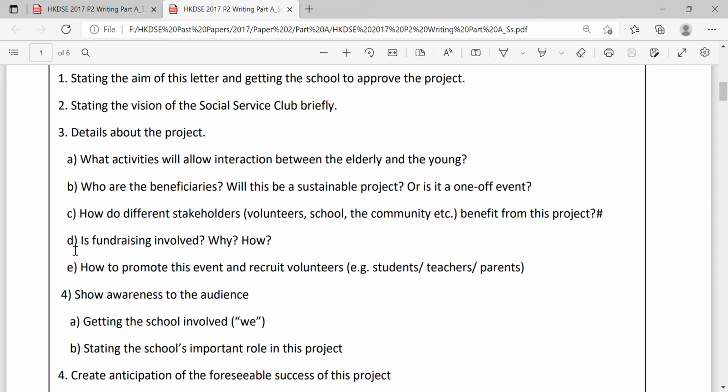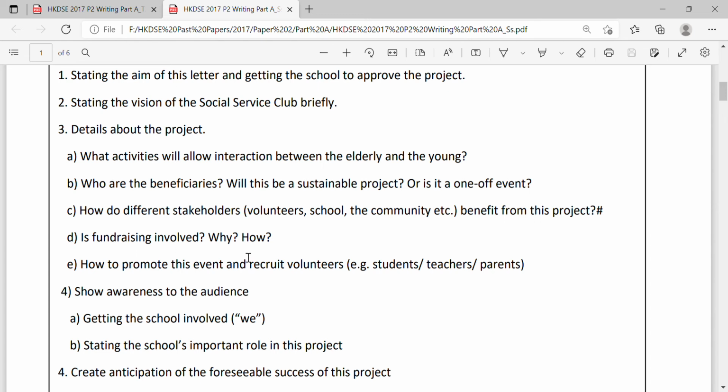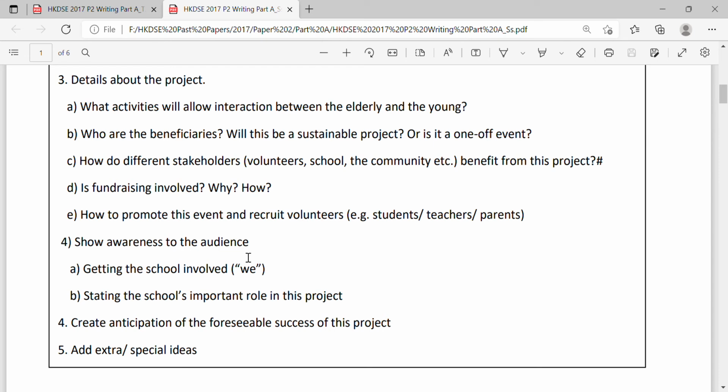And then D, it's not a must, but you can try to think, oh, are you trying to raise money for the elderly home? Is there a reason why you have to raise money for the elderly home? Why and how? This is not a must. But then it's more all-rounded if you try to do these things.